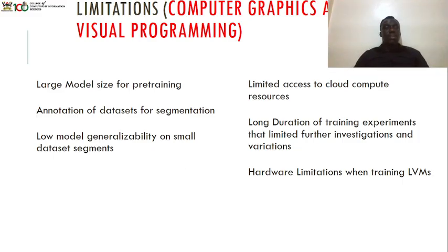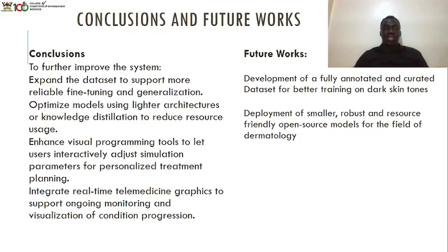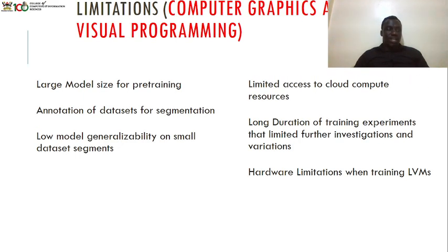Now we have limitations. For example, large model sizes for pre-training were actually hard to get, and then annotation of the dataset for segmentation was another hard thing, which almost took a full day, 24 hours, to annotate the entire dataset of over 5,000 images. And then the large model generalization on small dataset segmentation, and limited access to cloud compute resources, and then long duration of training experimentations that limit further investigations and variations, and hardware limitations when training large vision models.